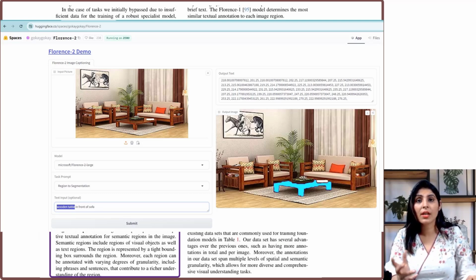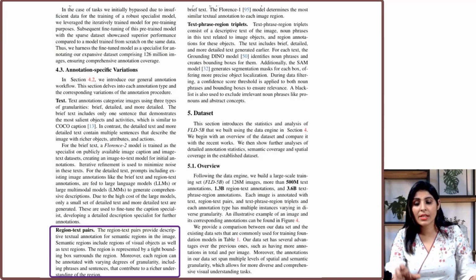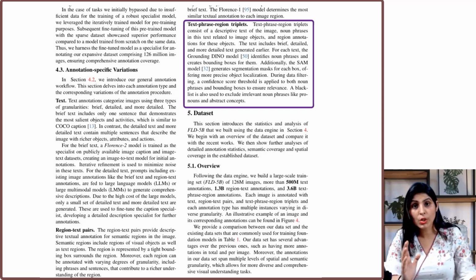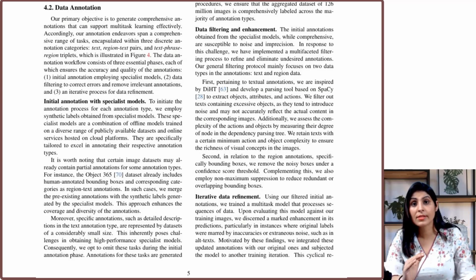Region text annotation. So we are defining a text, and in that text we are defining the region, and this is the image. So these kind of annotations. Okay. Third one is text phrase region triplets. Text phrase region triplets combine descriptive text, noun phrases related to the image objects, and annotations for these objects. Okay. So this annotation process has several phases to make sure that annotations are correct and complete.